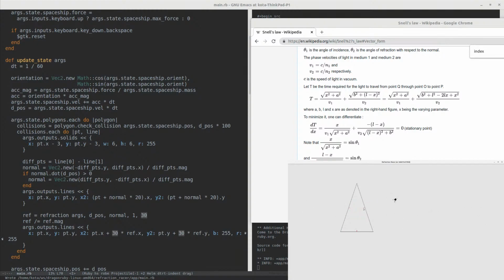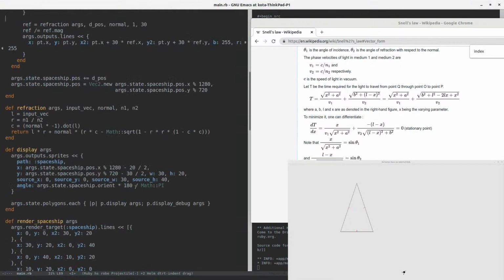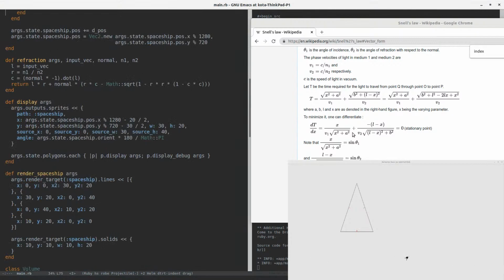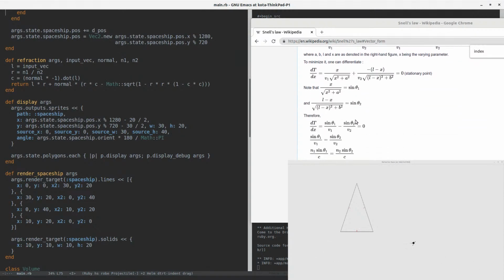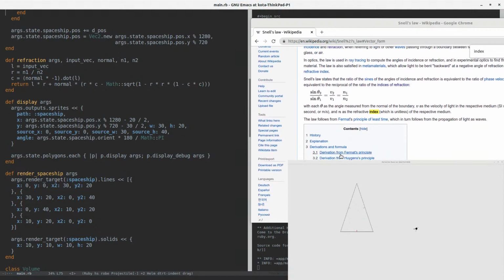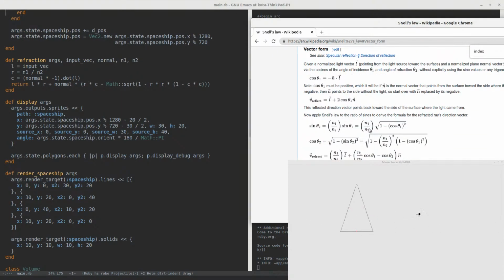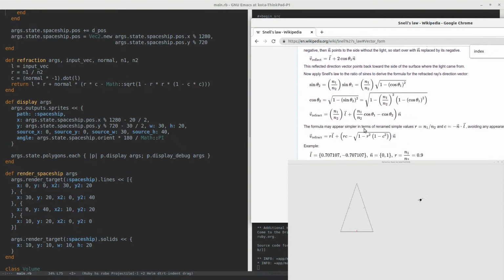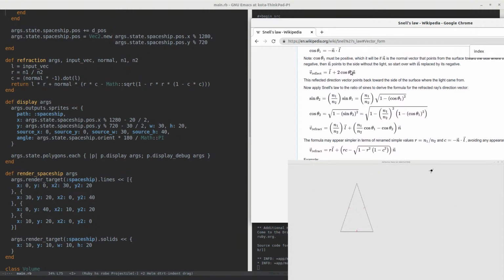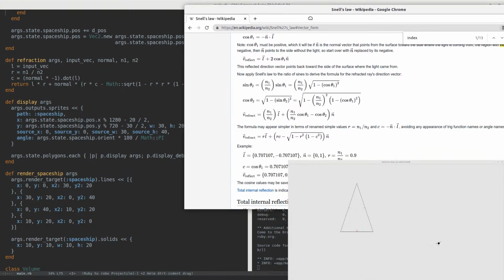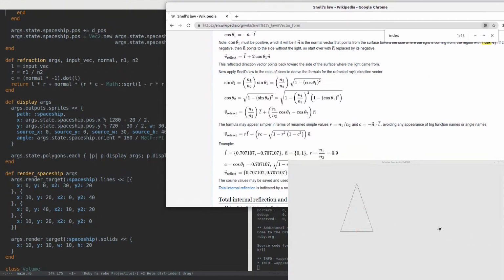It just kind of looks like the normal vectors, you know? So I think there's something wrong here. Refraction. We'll do the vector form. L is equal to, so R is equal to N1 over N2. See that?